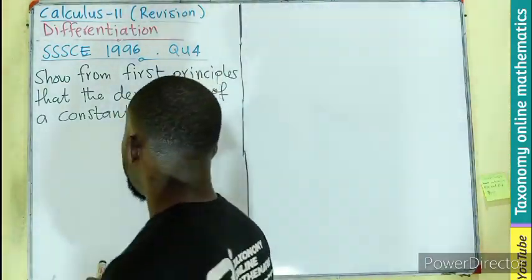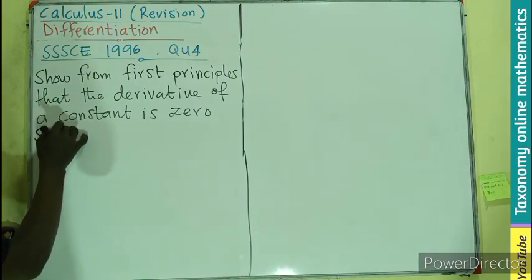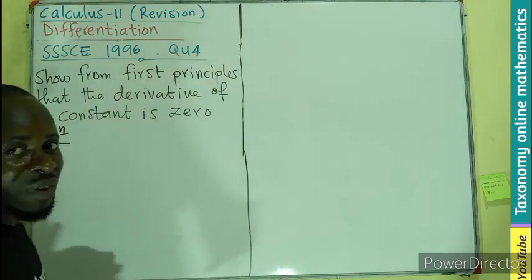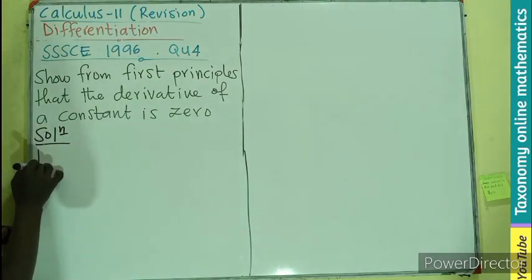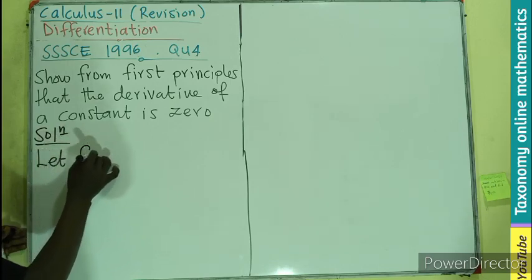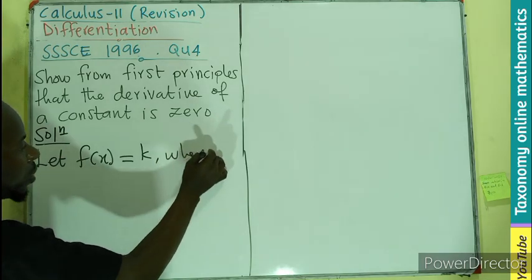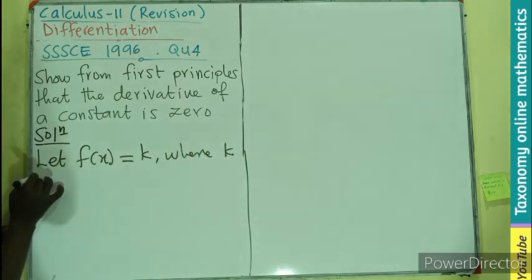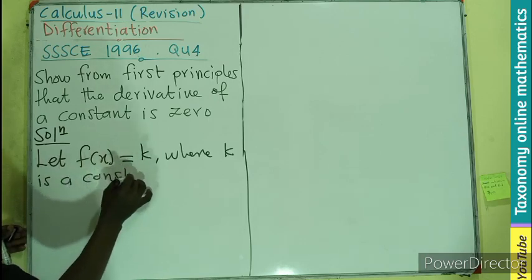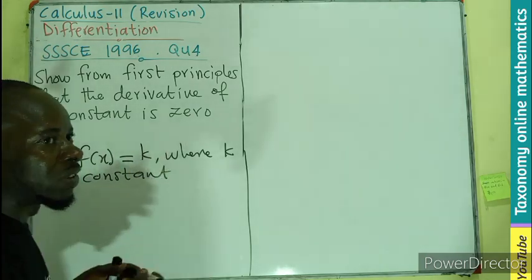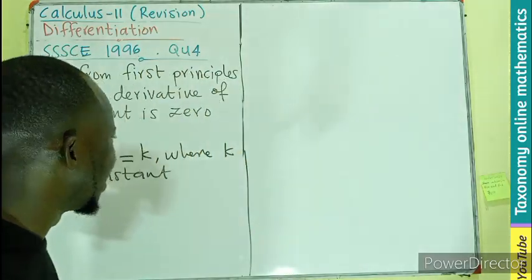So in this case, let's have an introduction using some alphabet. Mathematical operations. So let's say we have f of x equals k, where k is just a constant. So any constant: 1, 2, 3, 4, 100,000. k is representing that.